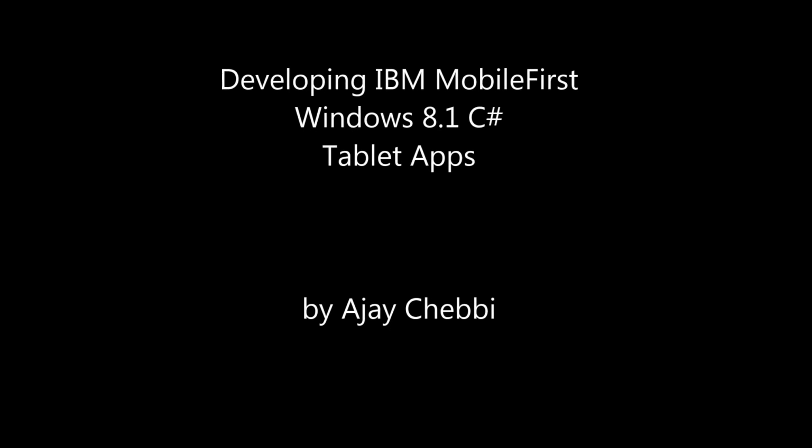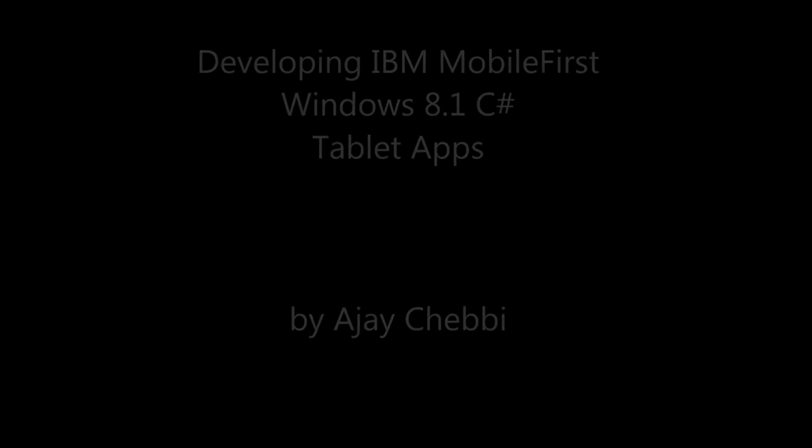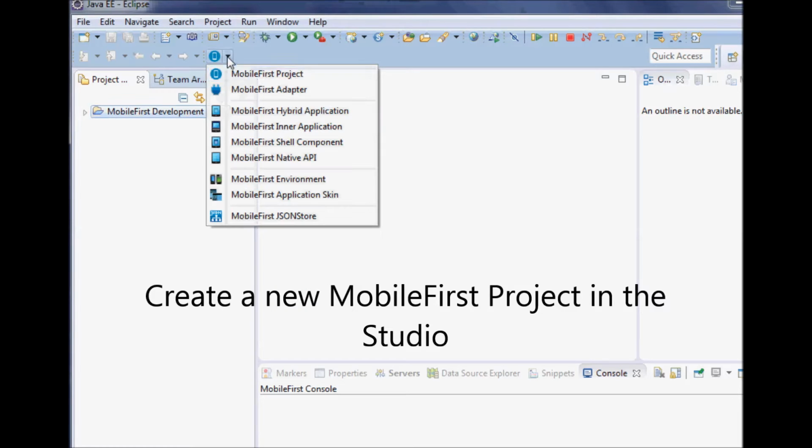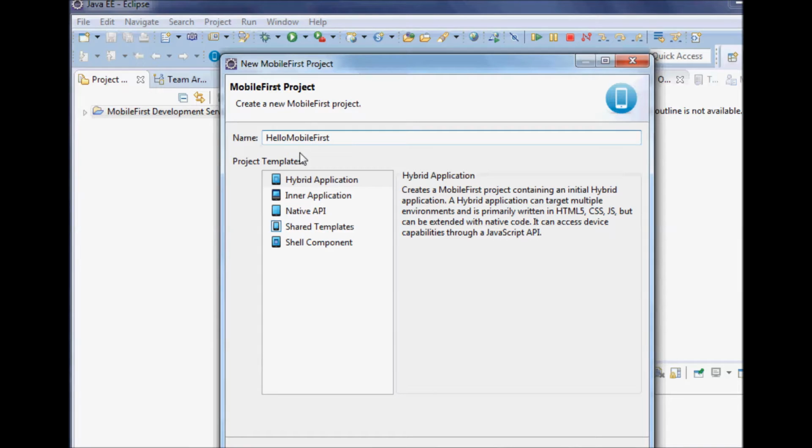In this video, we will see how you can connect to IBM MobileFirst from a Windows C# application for tablets and desktops. First, you create a new MobileFirst project in the studio, or you could even use CLI. Pick native APIs.